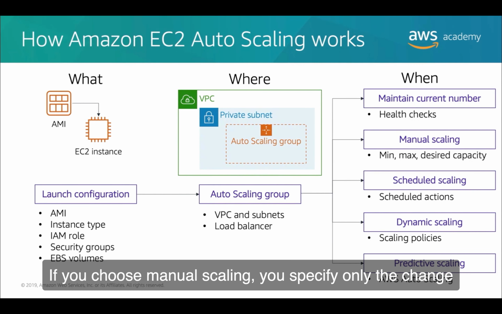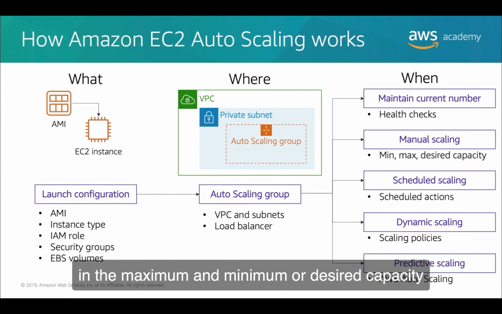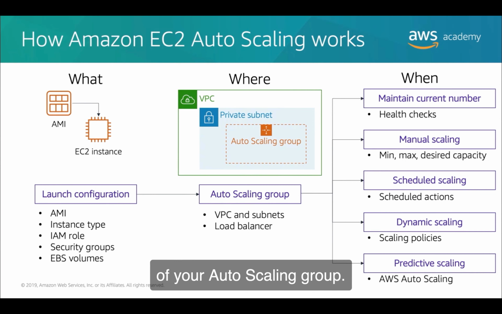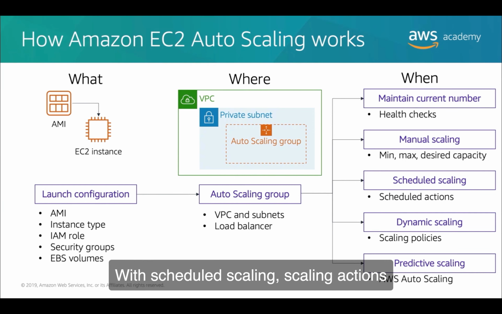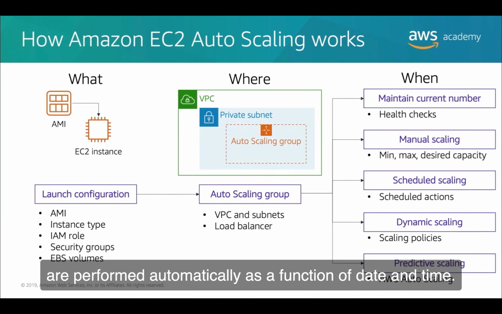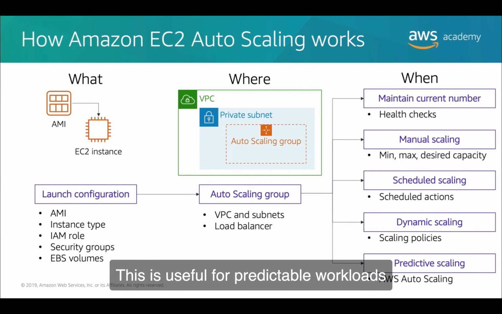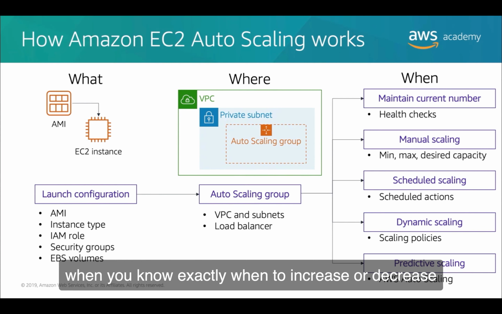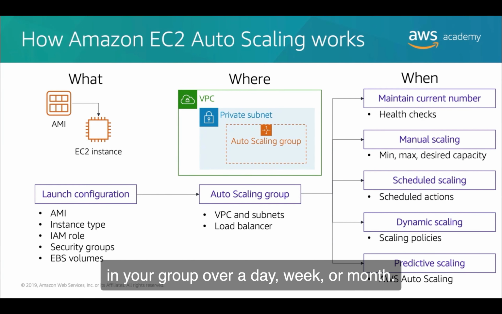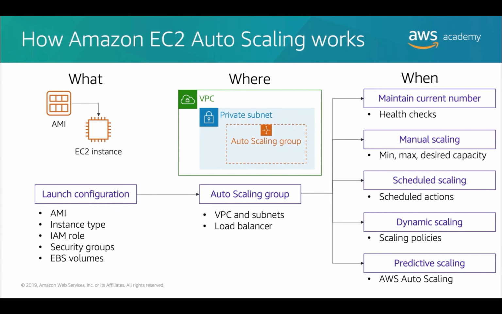If you choose manual scaling, you specify only the change in the maximum and minimum or desired capacity of your Auto Scaling group. With scheduled scaling, scaling actions are performed automatically as a function of date and time. This is useful for predictable workloads when you know exactly when to increase or decrease the number of instances in your group over a day, week, or month.